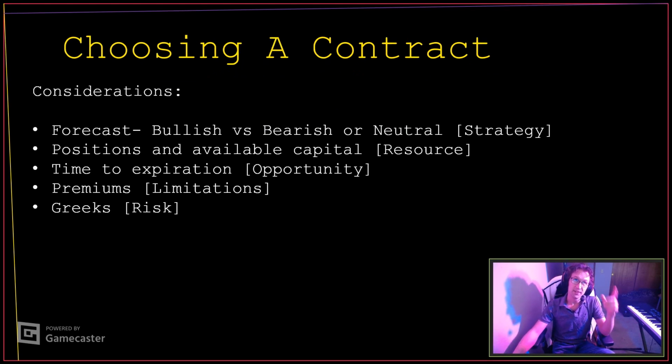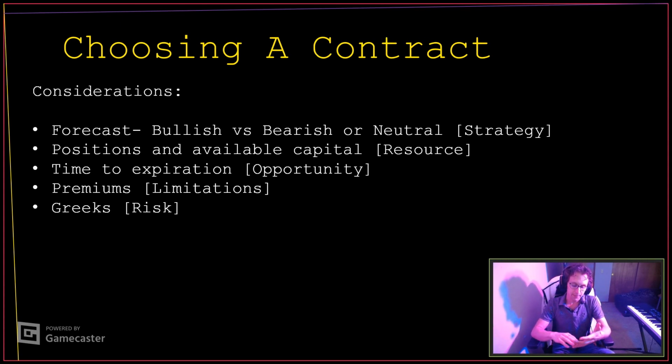Beginning with how to choose a contract, there are some considerations to be made, all right? The first is forecast. Are you bullish, bearish, or neutral? This will dictate our strategy, and option strategies can make money in any one of these three environments. But you have to first identify what the forecast is in order to make a smart trade.